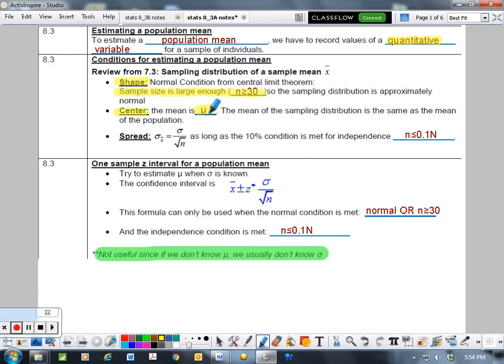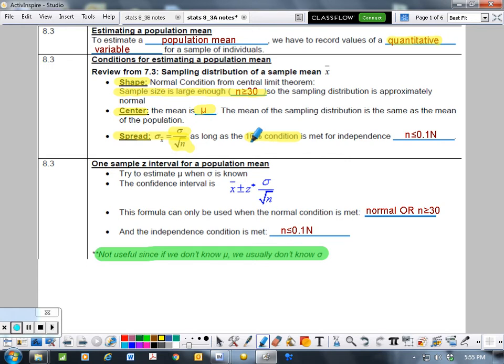And then we have our spread, which is the standard deviation of the population divided by the square root of n. And that's true as long as we meet that 10% condition. So we can only use that if we meet the 10% condition or if we meet the independence. So either the probability doesn't affect each other, or we're sampling with replacement, that would give us independence.